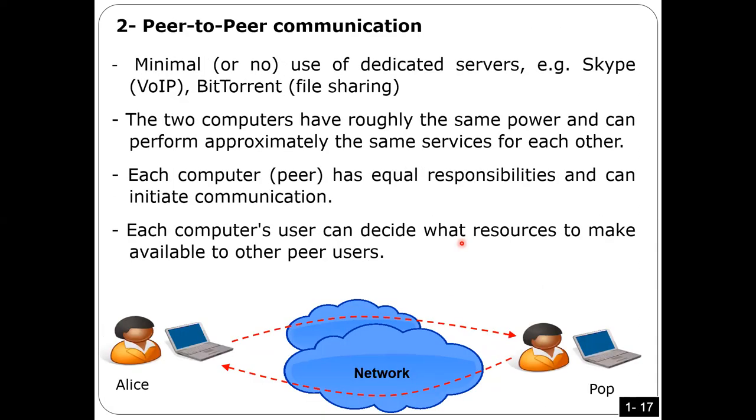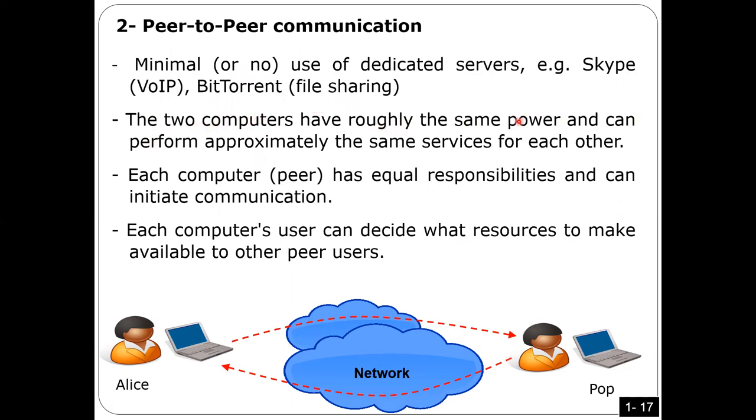The second one, we call it peer-to-peer, and you can tell from the English name, peer. What does peer mean? Equal, we're the same, okay? So peer-to-peer here, as you see, for example, is just a computer communicating with another computer. This is something like Skype or BitTorrent, voice over IP or file sharing, something like that, okay? So here we have two computers.